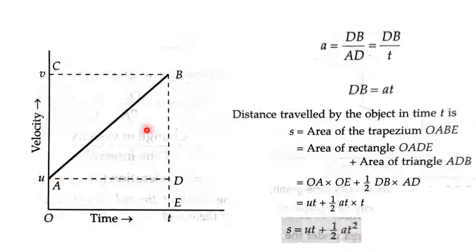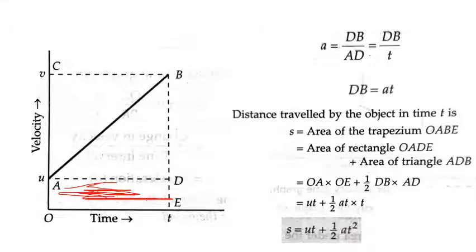So what I have to do? I have to find out the area of this shaded region. Again, this shaded region represents your trapezium OABE. So the distance traveled equals the area of the trapezium OABE. Now this trapezium has two geometrical shapes. One is your rectangle OADE, another one is your triangle ABD. Fine. So let's make it simpler and find the area of this rectangle first.